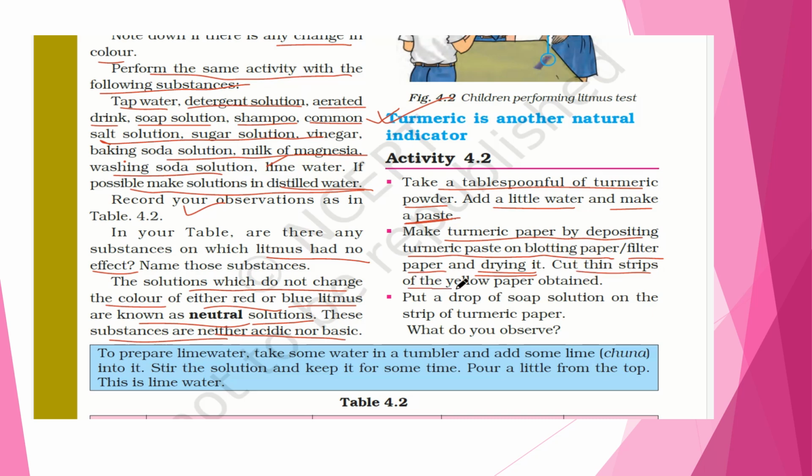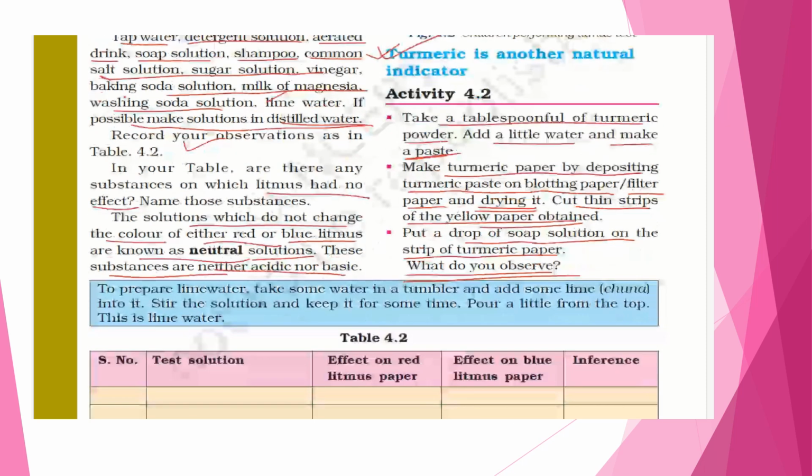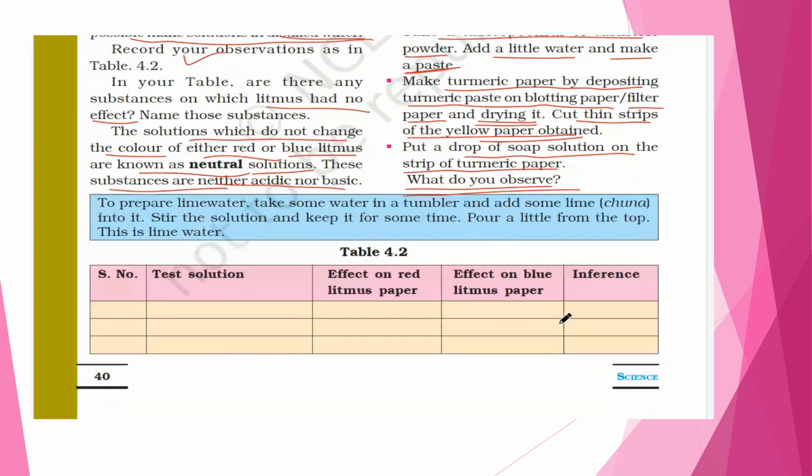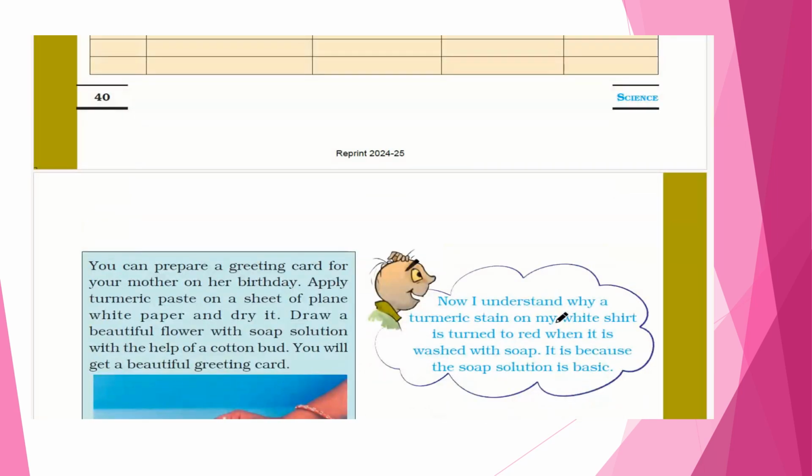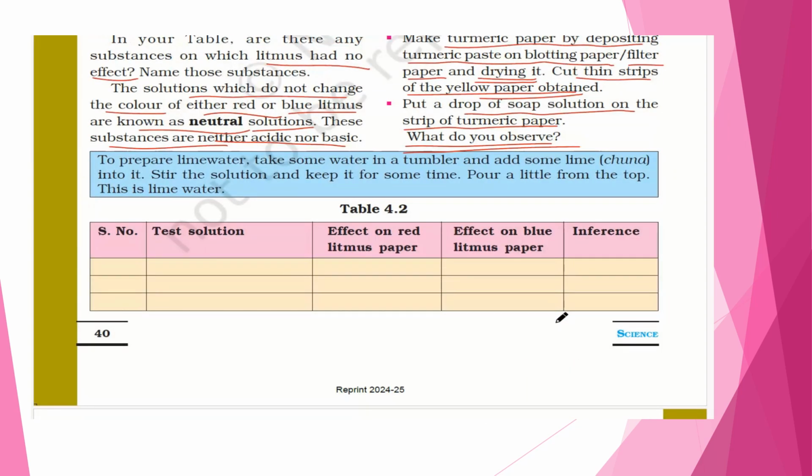Cut thin strips of the yellow paper obtained. So you are taking strips of filter paper or blotting paper, spreading this turmeric paste on it, and drying it under the sun or under the fan. Now you are cutting strips of this turmeric paper. Now put a drop of soap solution on this strip of turmeric. What do you observe? When you apply the soap solution on this turmeric paper, it will turn red in color. It will become a bright red color.